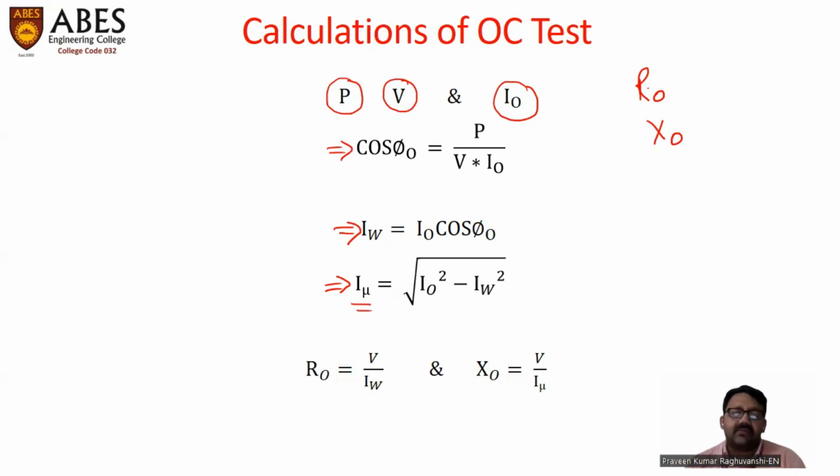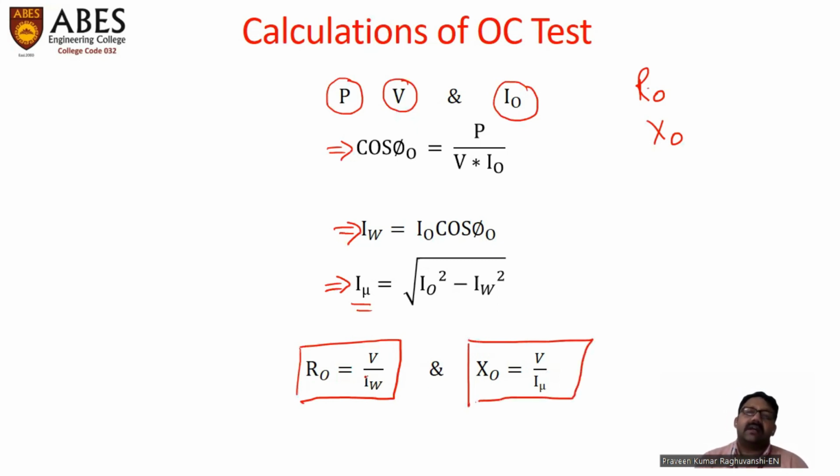Once these two components are calculated, the corresponding value of the core loss resistor R0 can be calculated by dividing the supply voltage by the working component of no load current. Similarly, the magnetizing reactance X0 can be calculated by dividing the supply voltage by the magnetizing component of current. So in this manner, from the open circuit test data, not only can we calculate iron losses, we can also calculate the no load parameters of the equivalent circuit. So this is how we perform the open circuit test.